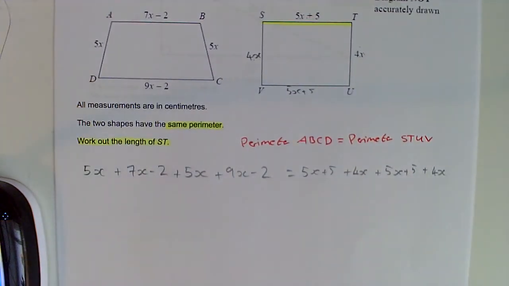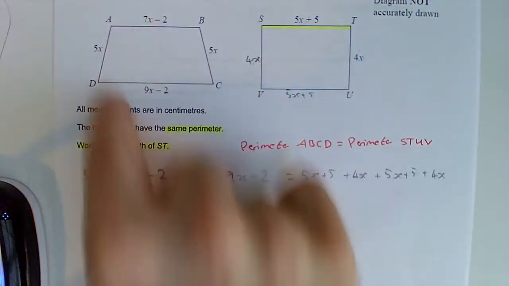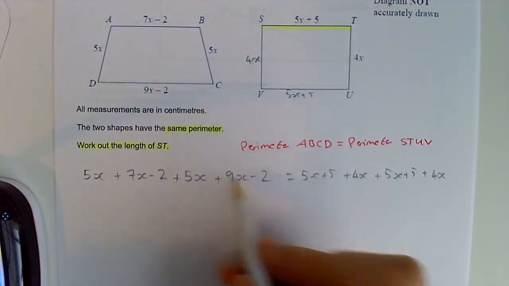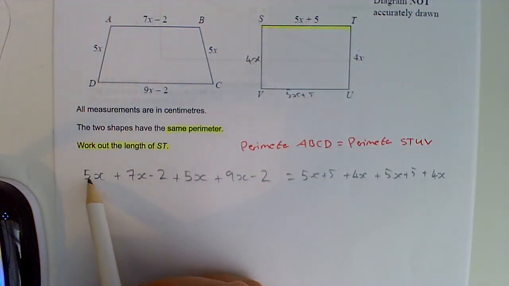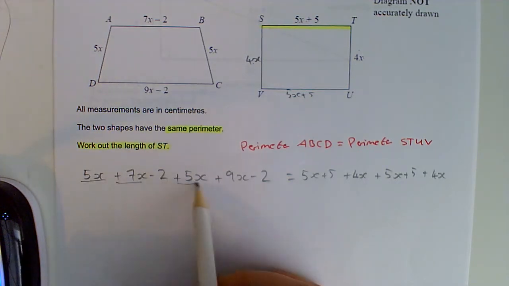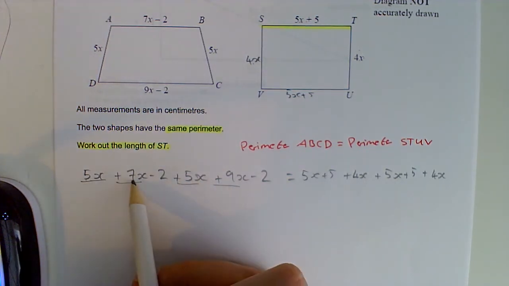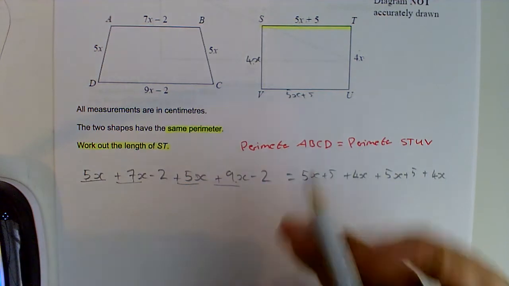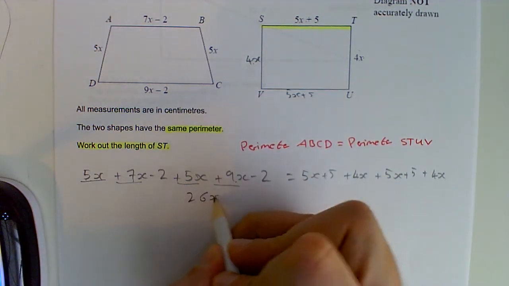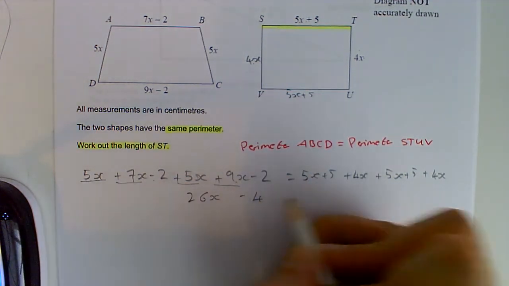You might not have wanted to do it that way. Basically I'm setting this all out at once at the top, and then I'm going to just simplify it all. You could have added all this up yourself in your head, by looking at the x's: 5, add 7, add 5, add 9. Well, there's 10x, add 7x, 17x, add 9x is going to give me 26x, minus 2 minus 2 is minus 4.